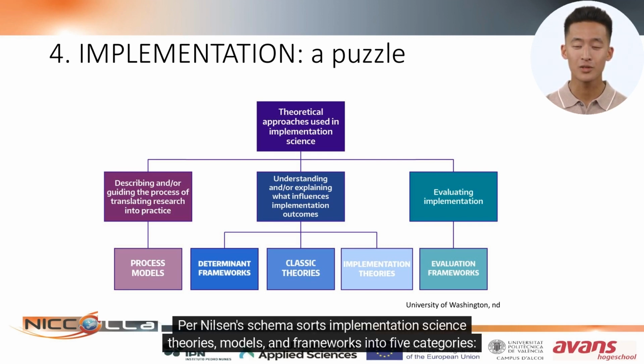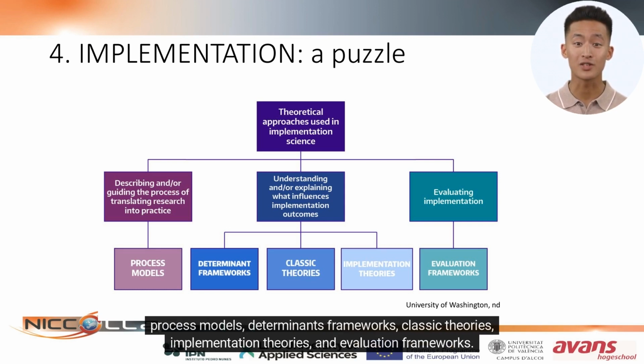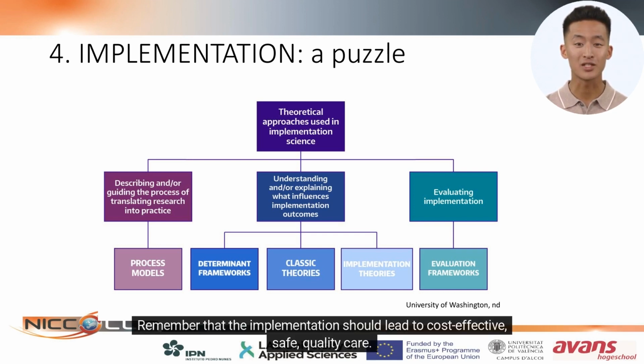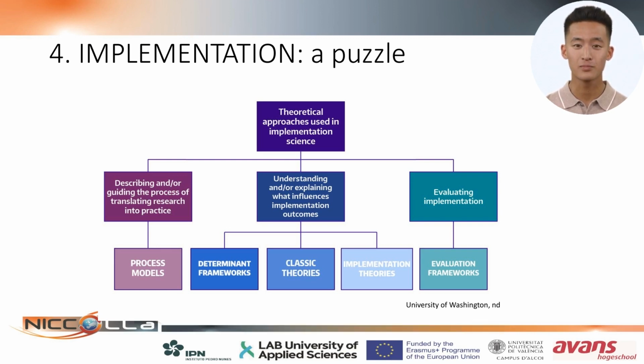Per Nilsen's schema sorts implementation science theories, models, and frameworks into 5 categories: process models, determinants frameworks, classic theories, implementation theories, and evaluation frameworks. Depending on what you want, you can choose which one to use. Remember that the implementation should lead to cost-effective, safe, quality care.